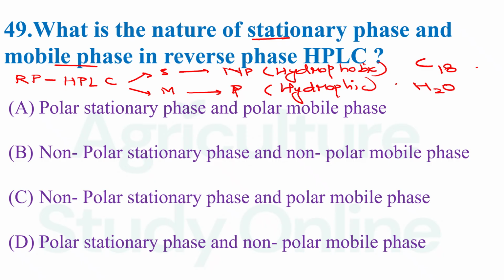Now reverse phase is basically opposite to that of normal phase chromatography, where the stationary phase is polar and the mobile phase becomes non-polar. So over here our correct option will be option number C, that is non-polar stationary phase and polar mobile phase.